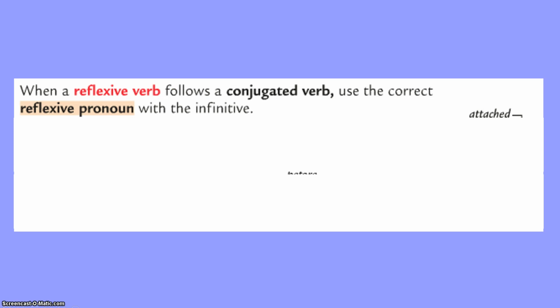Now, sometimes when a reflexive verb follows a conjugated verb, remember, I call this a verb phrase. What's a verb phrase? It's when you've got two verbs, one conjugated, followed by an infinitive. When a reflexive verb follows a conjugated verb, you want to make sure to use the correct reflexive pronoun with the infinitive. Remember, the reflexive pronoun always has to agree no matter what.